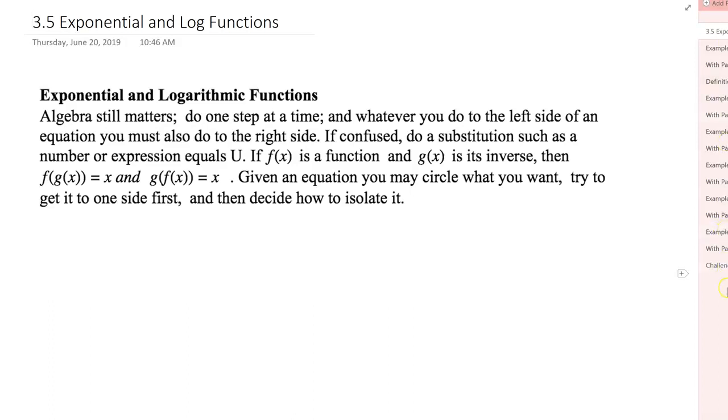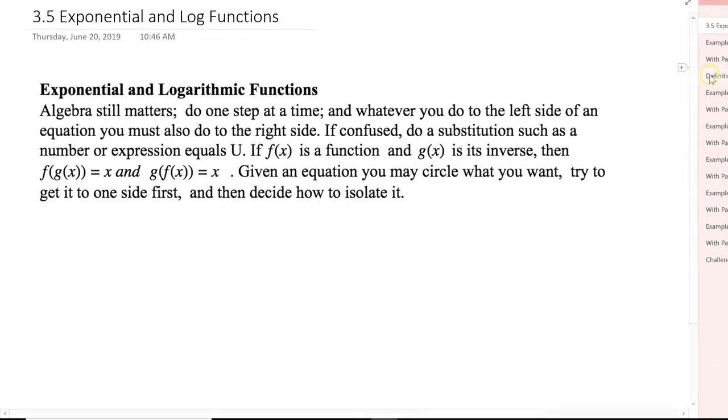Ready? Now, let us look at a couple of examples of doing this.